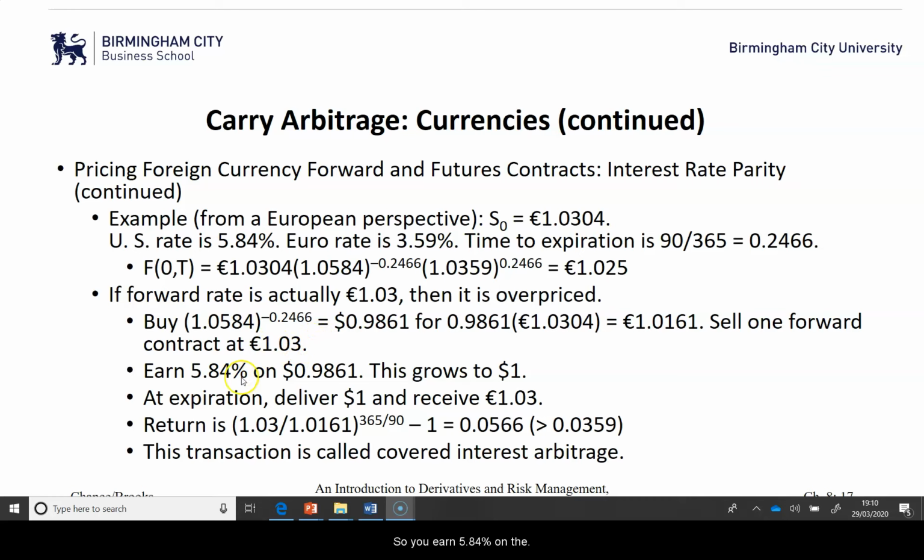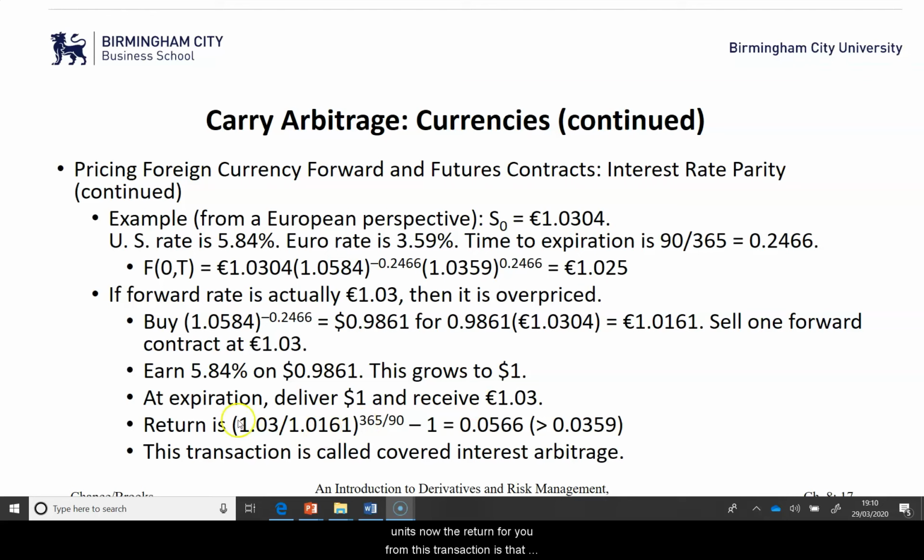So you earn 5.84% on the deposit of 0.9861 US dollars. This will grow to $1 in 90 days. Now, after 3 months, when the contract expires, you will deliver this $1 that you get from the US dollar deposit, and you will receive 1.03 euro in domestic currency units.